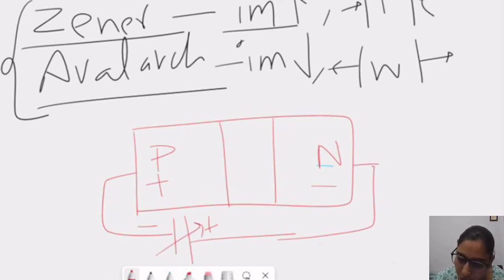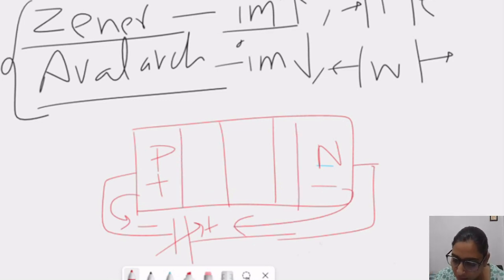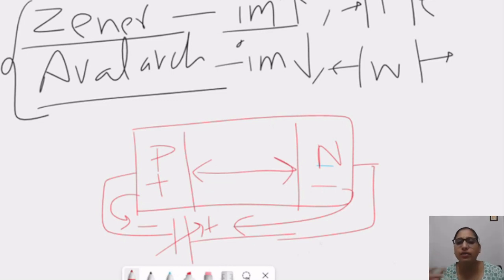So what is happening? Due to this, the positive charges are attracted towards the negative terminal of the battery, and the negative charges are attracted towards the positive terminal of the battery. It means this layer is widened, and it will stretch till a particular limit. Let's say this is the maximum limit where this layer can stretch. After that, it can't stretch more. So the layer is at its maximum stretch.